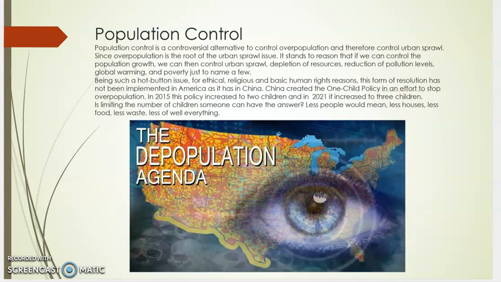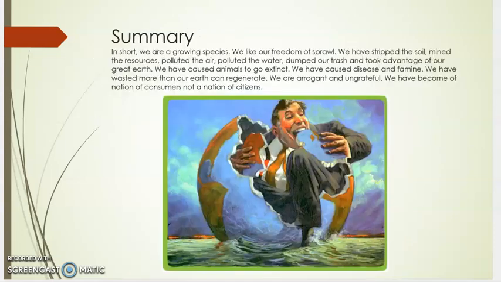Being such a hot button issue for ethical, religious, and basic human rights reasons, this formal resolution has not been implemented in America as it has in China. China created the one-child policy in an effort to stop overpopulation. In 2015, this policy increased to 2 children, and in 2021, it increased to 3 children. Is limiting the number of children someone can have the answer? Less people would mean less houses, less food, less waste, less of, well, everything.